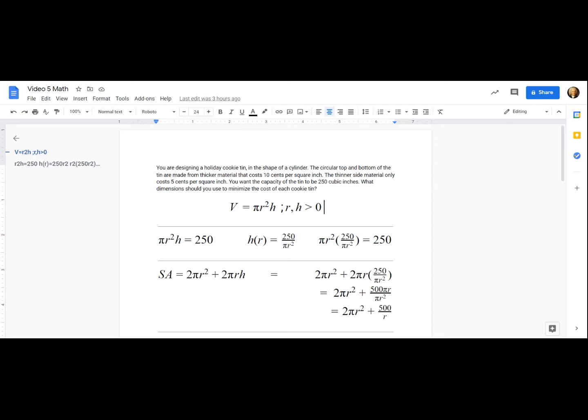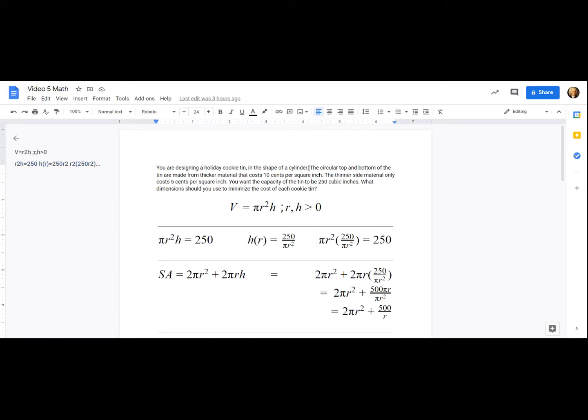What dimension should you use to minimize the cost of each cookie tin? Since we have radius and height, we will calculate those as our dimensions. So now here we have pi r squared h equals 250. Well, we can figure out how to calculate the height, which I've done right here. All we have to do is divide 250 by pi r squared, and this will be h of r. And to just show that, I have multiplied pi r squared by the height, which is 250 over pi r squared, and that equals 250, basically because the pi r squareds cancel out.